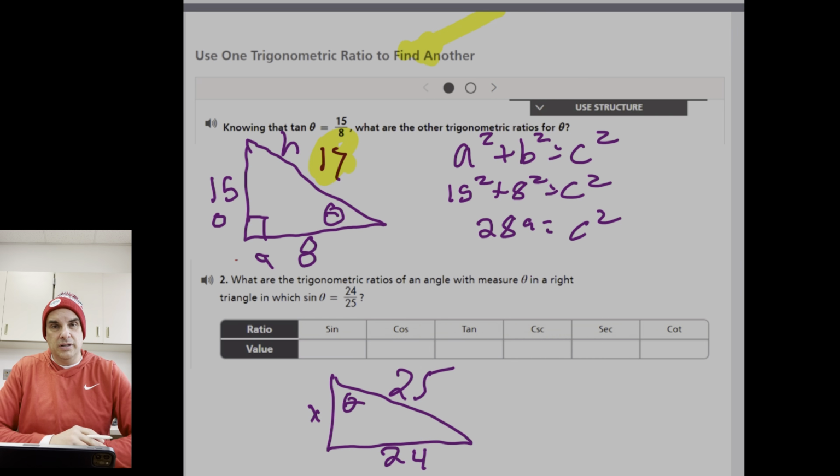Okay? So there's the first thing. Well, what's the use of all this? What all of these allow us to do is find missing sides and missing angles of triangles, of right triangles specifically. So that's what we want to be able to do.